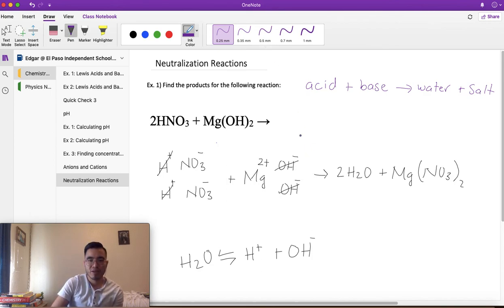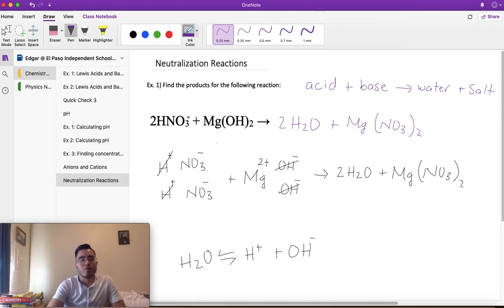For our answer, that would be 2H2O plus Mg(NO3)2. When you combine nitric acid plus magnesium hydroxide, you get water plus magnesium nitrate.